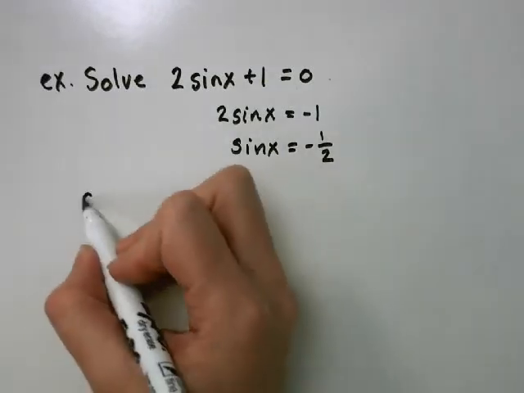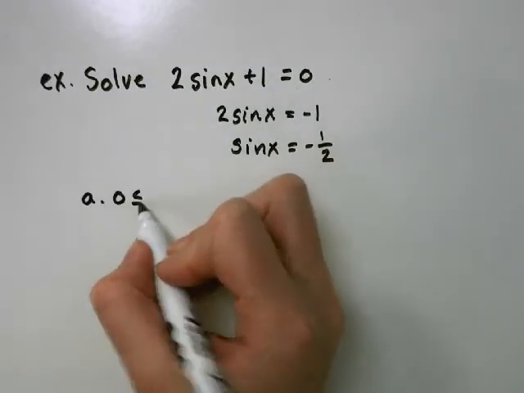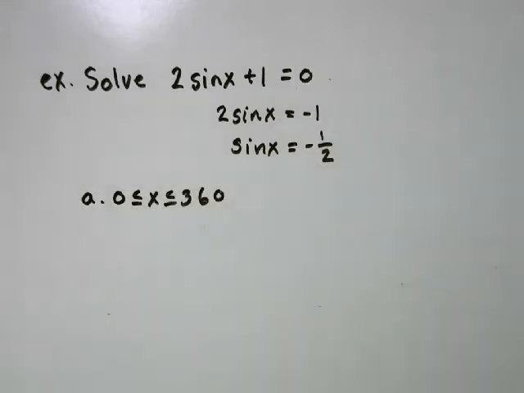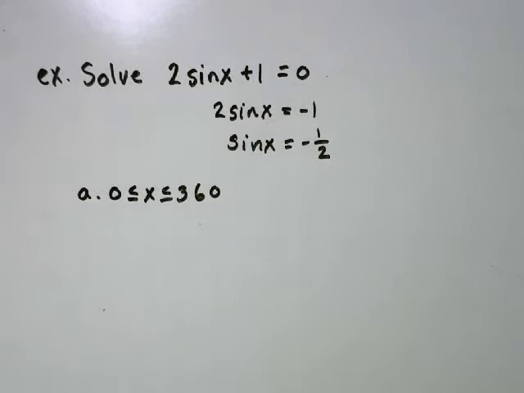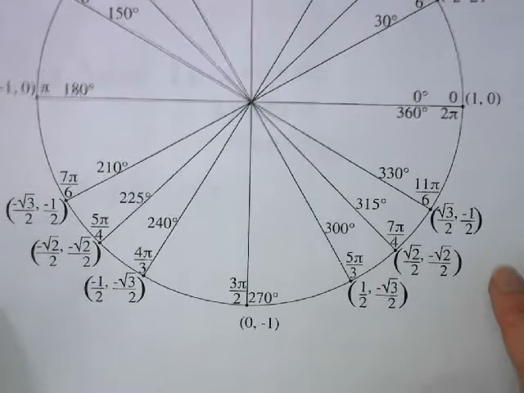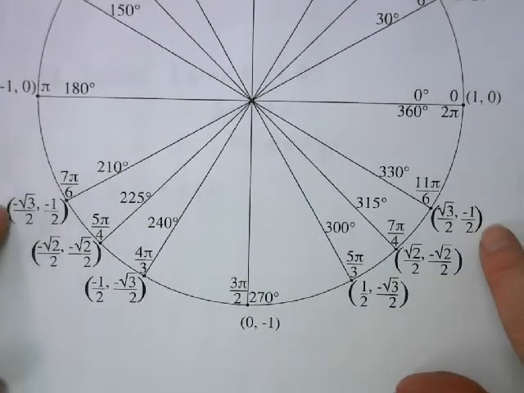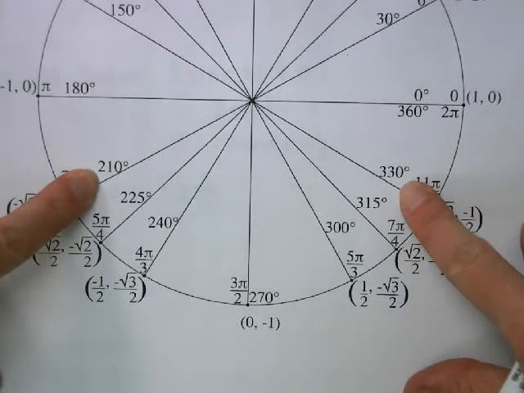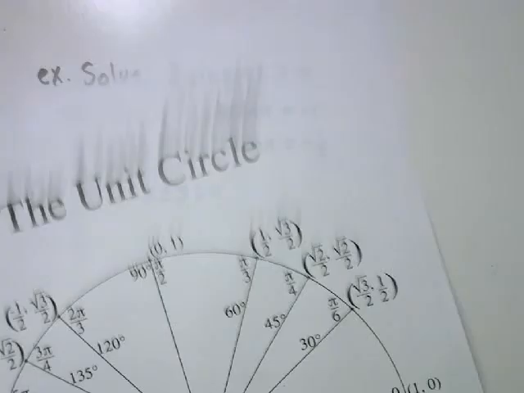So let's say I want the solutions between 0 and 360. For this, we're going to look at the unit circle and find where the y values are equal to negative 1/2. So we go to the unit circle and we find the two locations where it equals negative 1/2, which is going to be here and here. And if we're asking from 0 to 360, we want the degrees. So that's going to be 210 and 330.